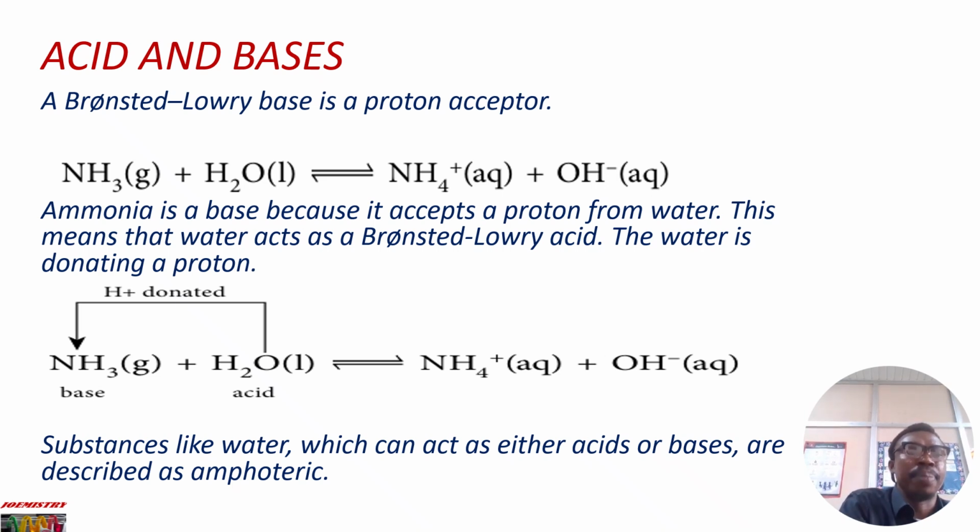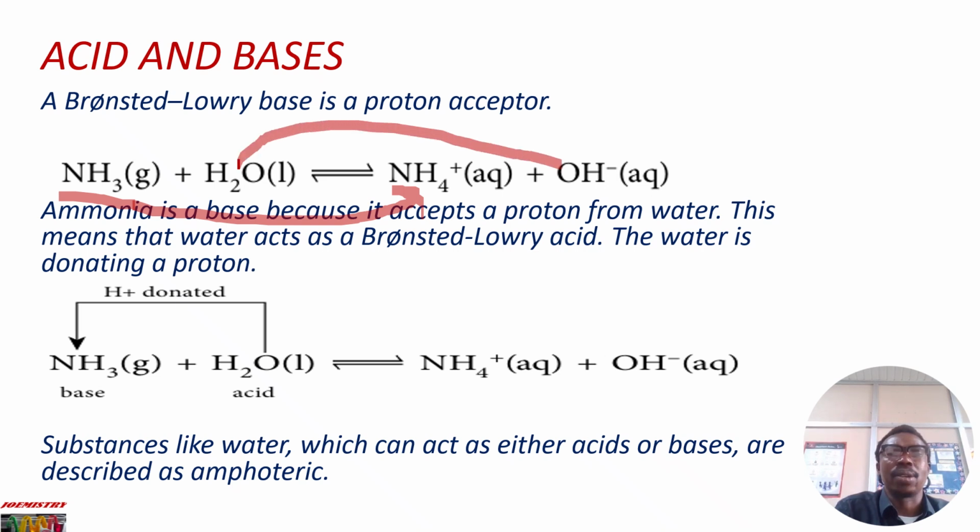Any substance that is capable of accepting a proton is a Bronsted-Lowry base. What we have here, ammonia, is a Bronsted-Lowry base because it is capable of accepting a proton. It accepts a proton to form ammonium ion. While this is a Bronsted-Lowry acid, it donates a proton to form hydroxide ion. So ammonia is a base because it accepts a proton from water. This means that water acts as a Bronsted-Lowry acid. So the water is donating what? A proton. So this is the Bronsted-Lowry base and this is the Bronsted-Lowry acid.